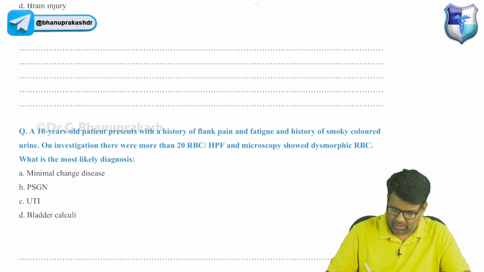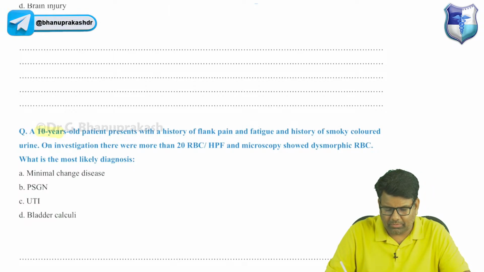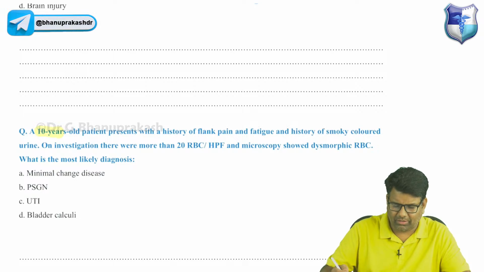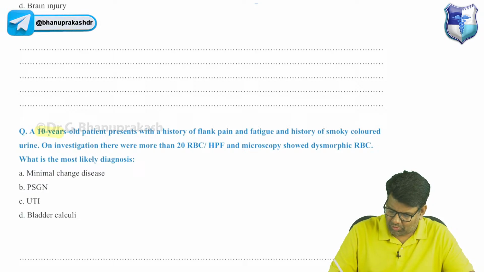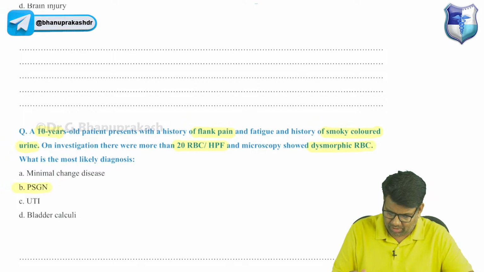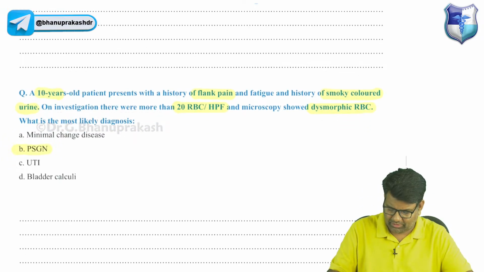Next question. Yes, correct, chronic venous congestion of the liver. There is a 10 years old patient who has flank pain and smoky colored urine. There are RBCs in urine which are dysmorphic. This is again a classical case of post streptococcal glomerulonephritis, PSGN.